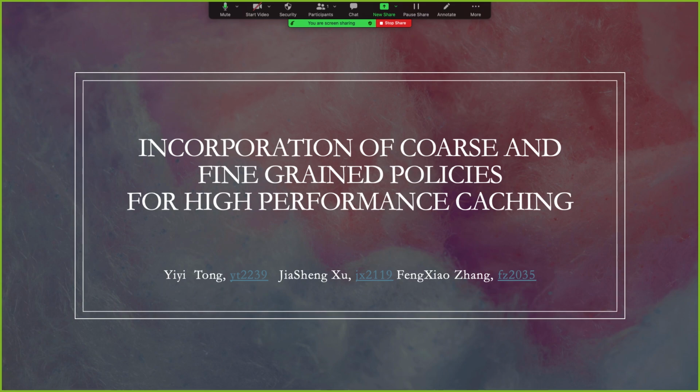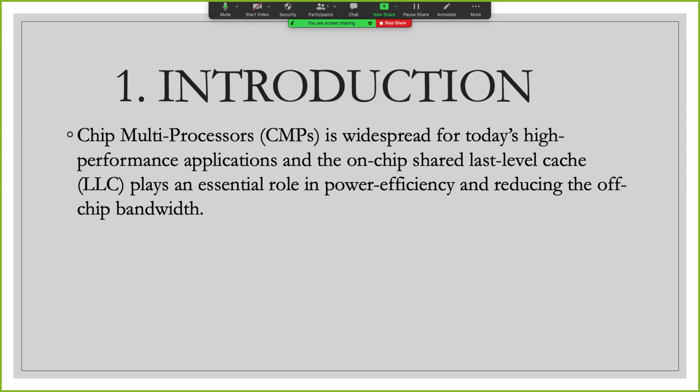Okay, our group's topic is the incorporation of coarse and fine-grained policies for high-performance caching. I will talk about the introduction and improvement.